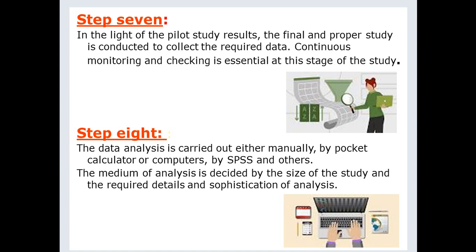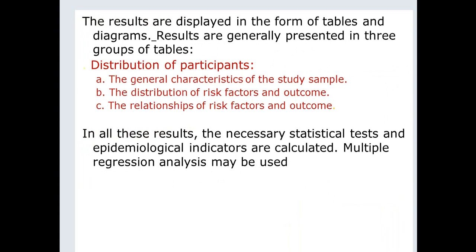Step 8, the data analysis, is carried out either manually by pocket calculator or by computer, by certain programs, we call it SPSS and others. The medium of analysis is decided by size. So the analysis way, and the program used for analysis, is decided by the size of the study population and the type of the study, and the required details and sophistication of analysis. So we choose a type of analysis depending on the size and the type of the study. The results are displayed in the form of tables and diagrams.